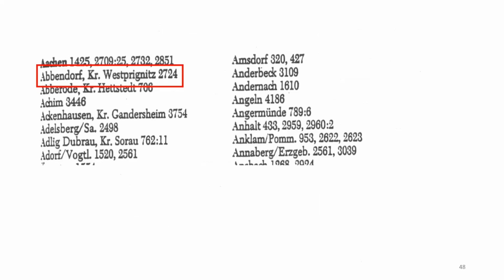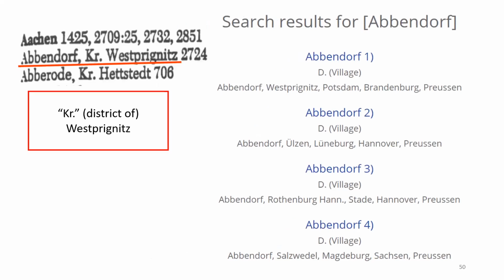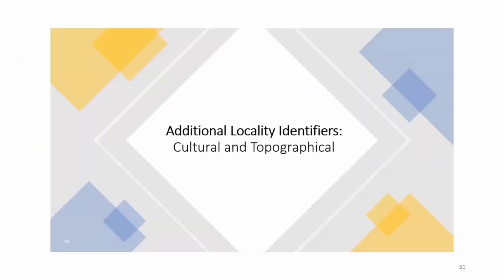Take the town of Abendorf, for example. The Meyers Gazetteer shows that there are 4 different places by the name of Abendorf in Germany. So which one of these is the one that's in the Der Schlüssel? The abbreviation KR means district of. So in the index, it is saying that Abendorf is in the district of West Prignitz. So which of the 4 Abendorfs belong to the district of West Prignitz? So the very first one does.